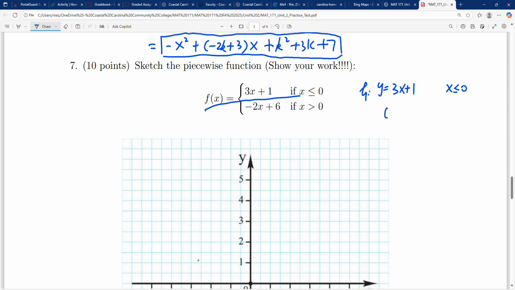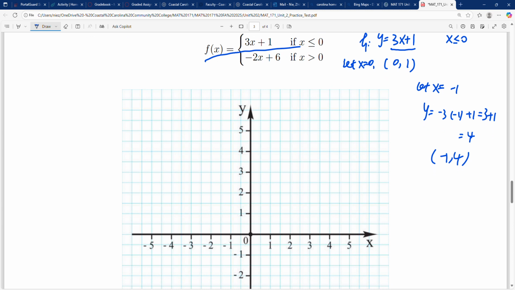You let x equal to 0 first. So plug x equal 0 inside, you get y equal to 1, right? So you get this point. Then you can let x equal to negative 1. You have to use a number less than or equal to 0, right? That's negative 1. So here y equal to 3 times negative 1, and then plus 1. 3 times negative 1 is negative 3, and plus 1 is negative 2, right? So this point is negative 1 and negative 2.